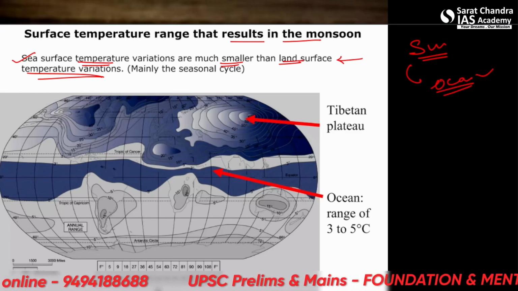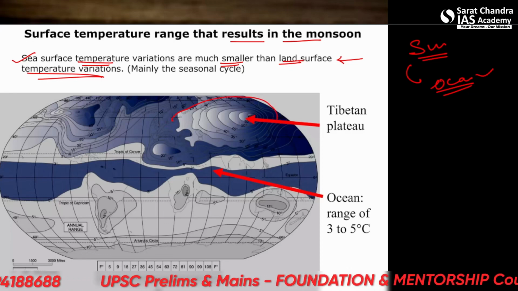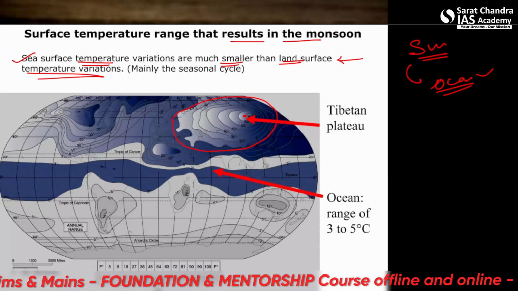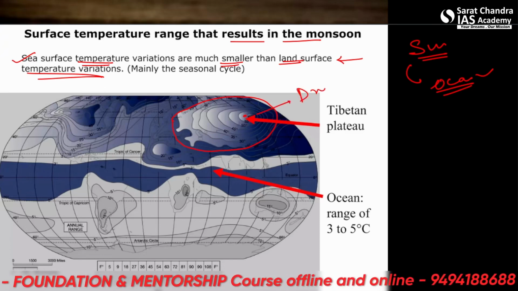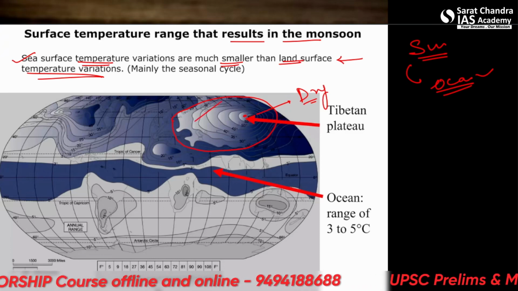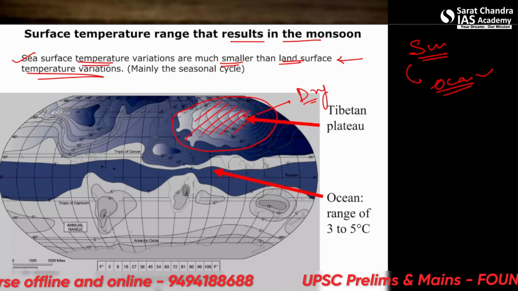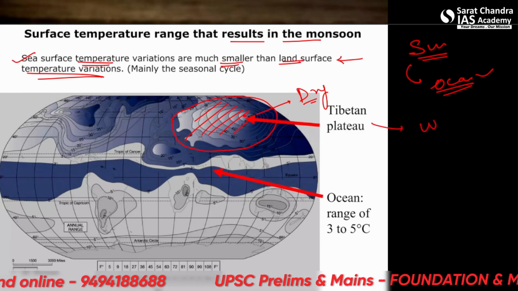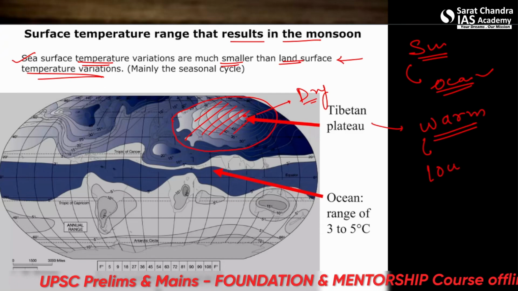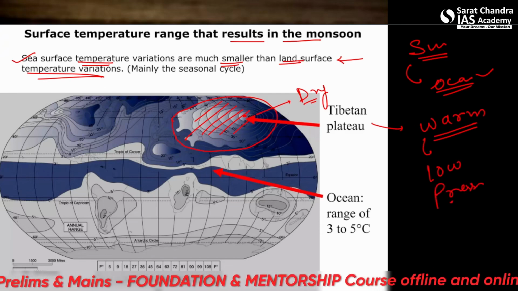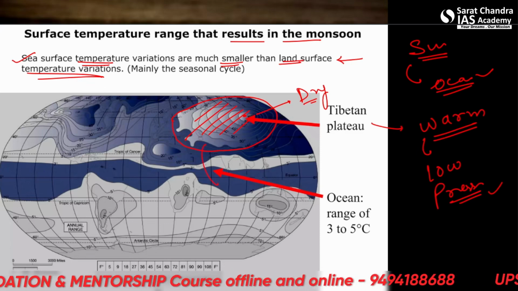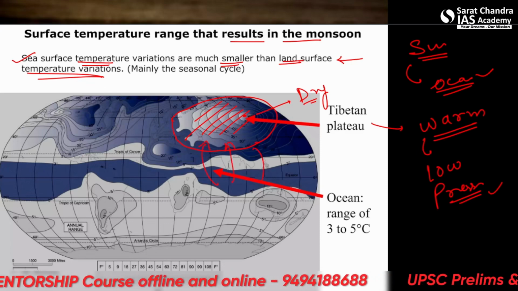All right. So here we can see the Tibetan plateau. It's a high plateau, and it's rather dry, so it's affected by the sun the most. Temperature here changes a lot on the land and it becomes very warm. When it becomes very warm, a low pressure area is formed here. When the low pressure area is formed, it attracts the winds from the surrounding ocean.